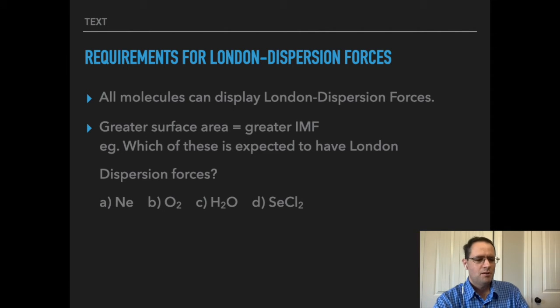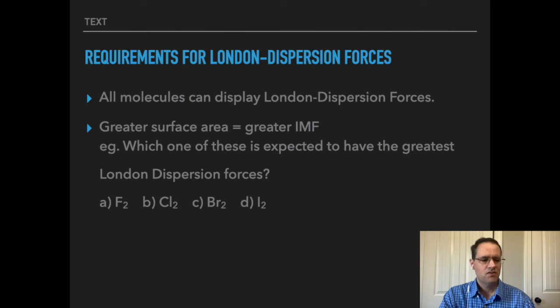Okay, in this first problem, we're asked to identify which of these is expected to have London dispersion forces, okay? And this is a bit of a trick question, but just remember, all molecules that have electrons are going to have London dispersion forces. So neon, it has electrons. Oxygen, water, selenium dichloride, these are all substances with electrons, so they are going to display London dispersion forces to some extent, all right? If you had a molecular hair, you could rub it on your hair and then stick one molecule to another. You could think of it like that, okay? It's probably a bad analogy at this point. But anyway, they have electrons.